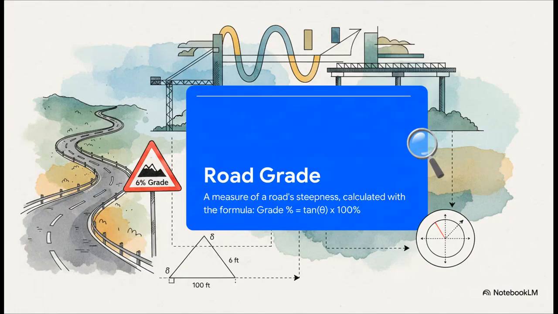See, civil engineers use this term called road grade to measure how steep a road is. When you see a sign that says 6% grade, it just means for every 100 feet you drive forward, the elevation changes by 6 feet. And the formula for that percentage? It's literally just the tangent of the road's angle multiplied by 100.